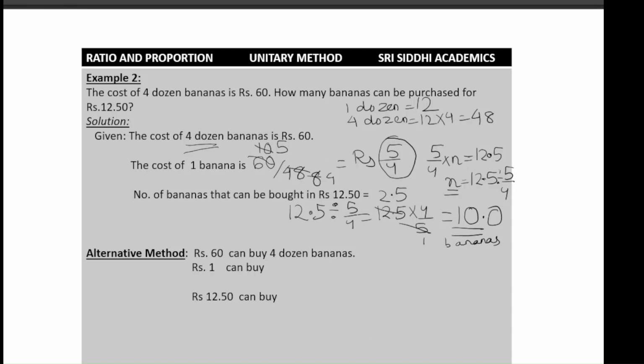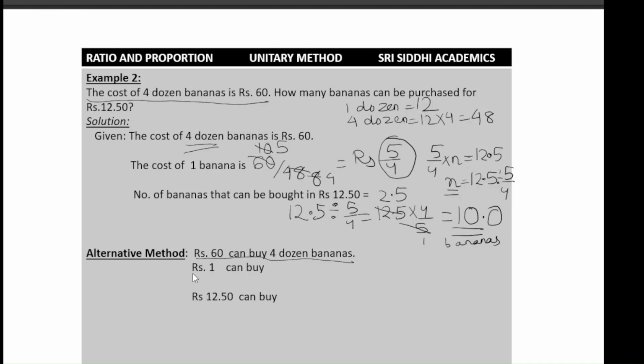So is there any alternative method to solve the question? Yes, let's do that as well. For the alternative method, I have written the given statement in a reverse way. Reverse way means what? Look at the question. The question is saying in the given statement, the cost of 4 dozen bananas is rupees 60. So first it is mentioning the number of bananas. What I have done, I have written here just the reverse. Rupees 60 can buy 4 dozen bananas.